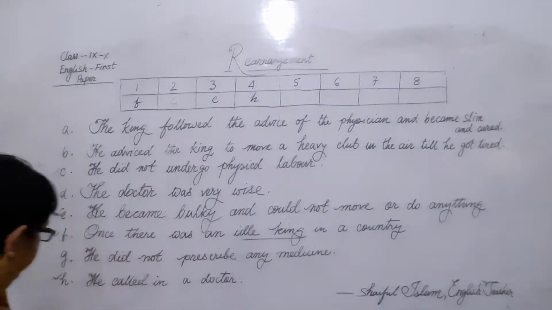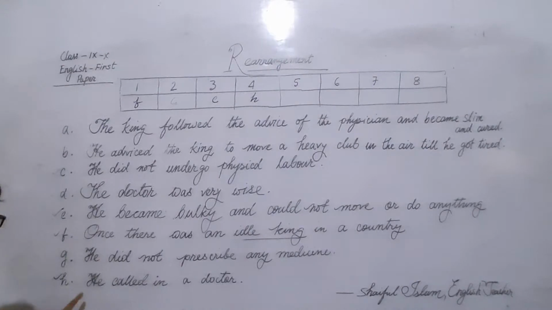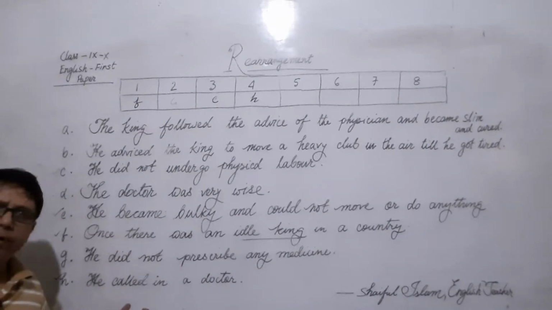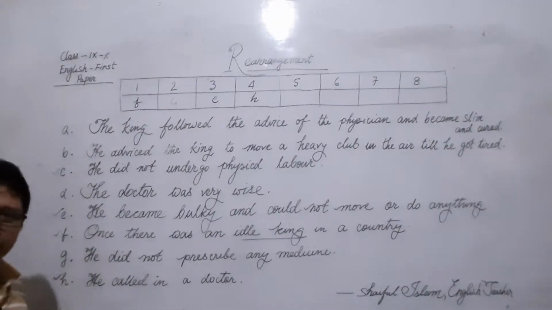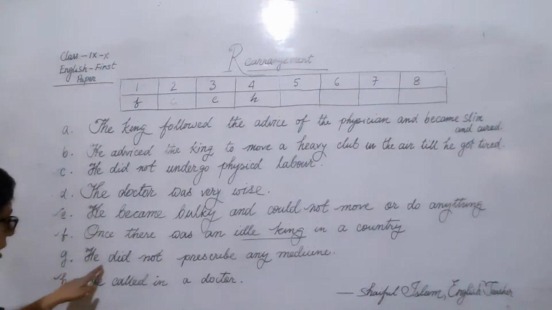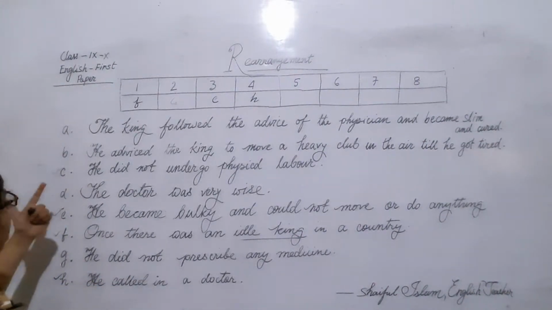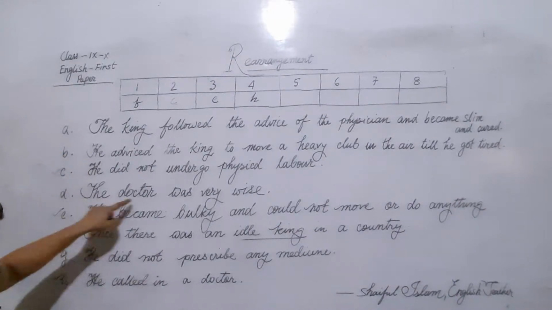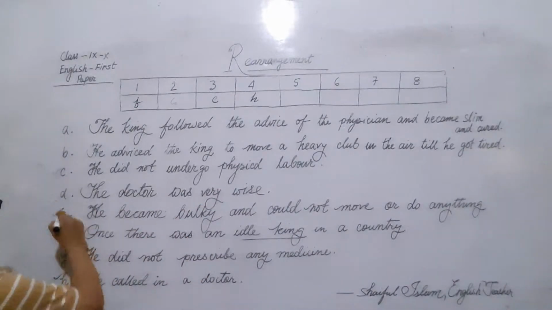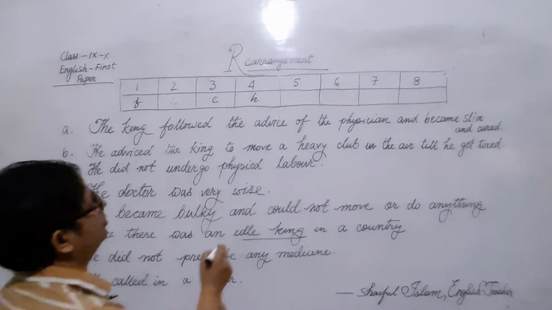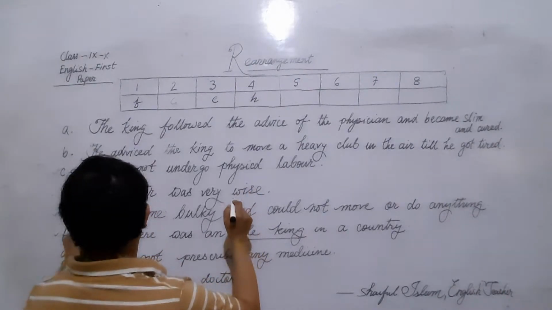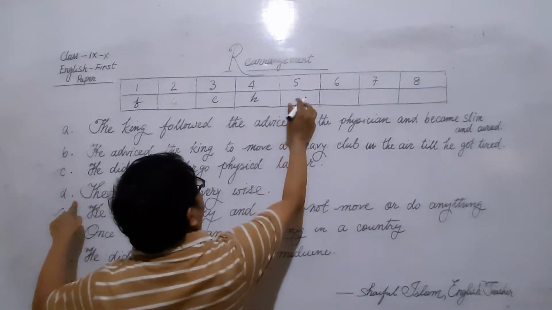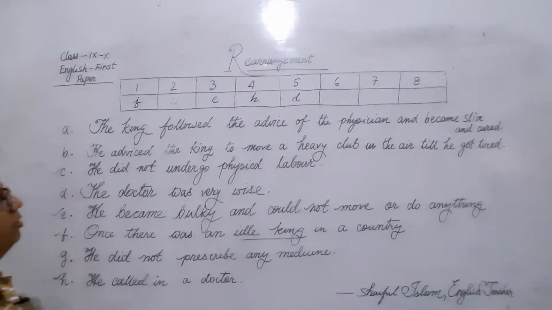He called in a doctor. Okay. Then what happened? What do you know about the doctor? Was this doctor good, bad, or someone? He didn't prescribe. Okay, fine. Then what was the doctor? Then the doctor was very wise. Okay, fine. Now we know about the doctor. The doctor was very wise. D, the 5 number sentence. The doctor was very wise.